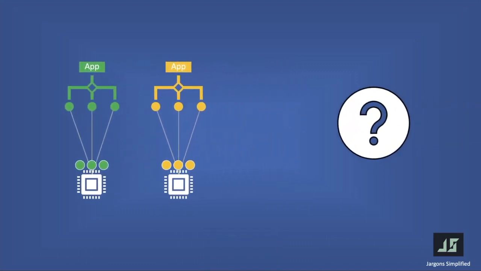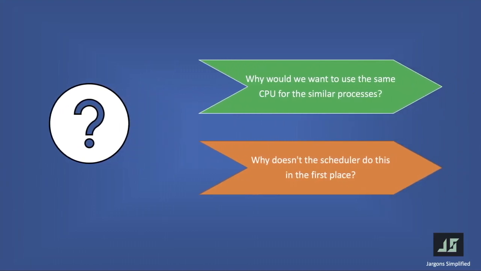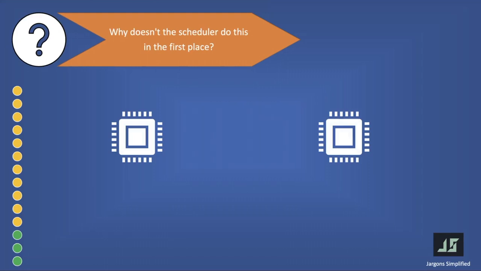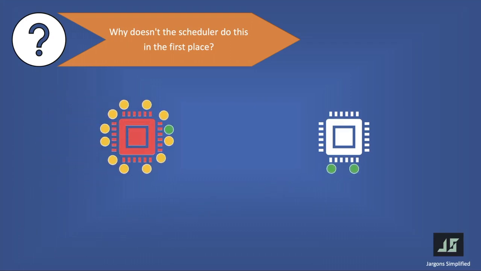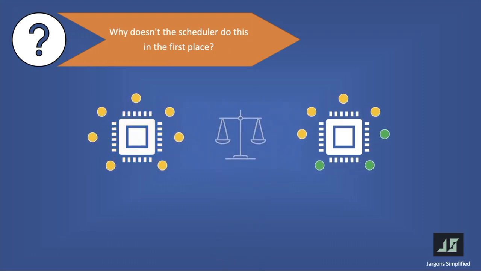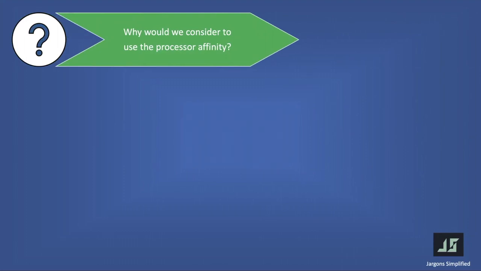But why would we want to use the same CPU for the similar processes? And why doesn't the scheduler do this in the first place? Let's take the second question first. The scheduler doesn't assign similar processes to the same CPU because this can cause some processors to be overloaded while having the other processors sitting idle. The job of a scheduler is to balance the load and keep all the CPUs busy. With that being said, let's try to answer, then why would we consider to use a processor affinity?